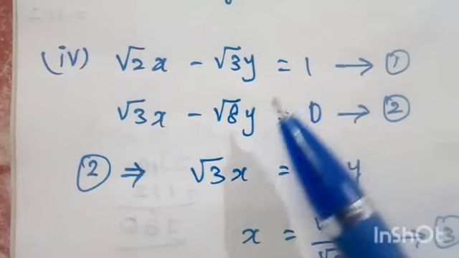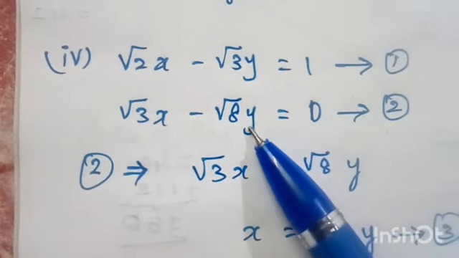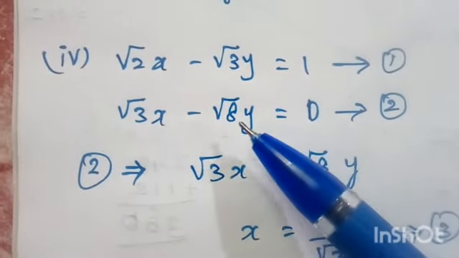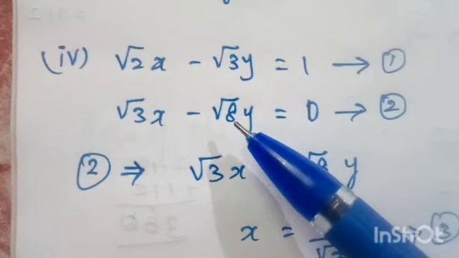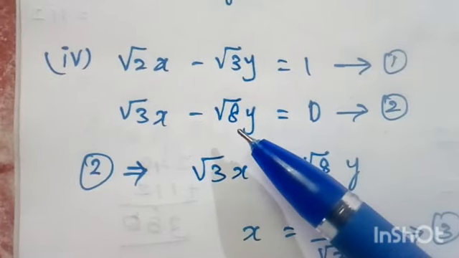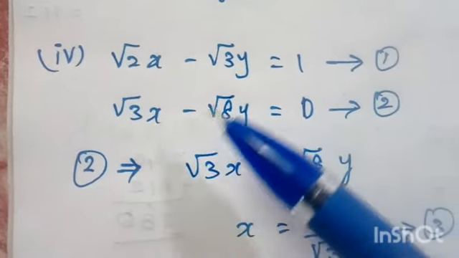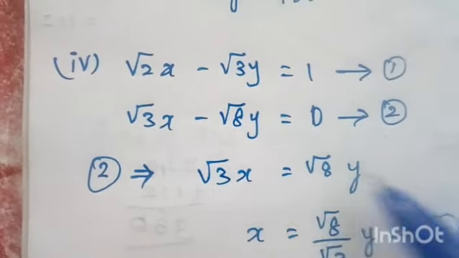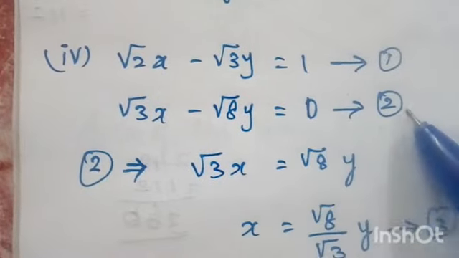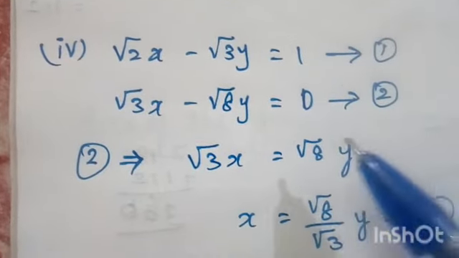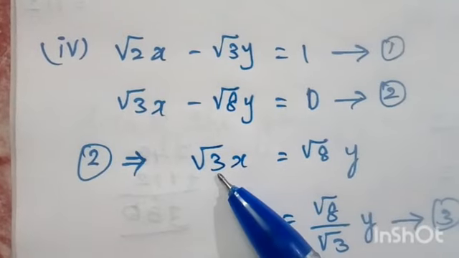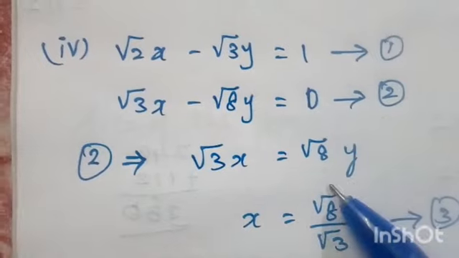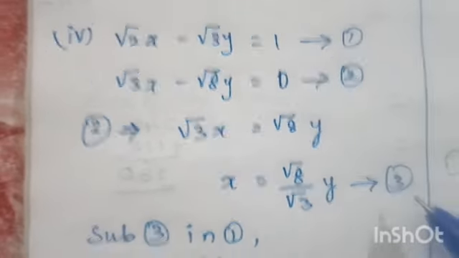Now check both equations. Here the coefficients are root 2, root 3, root 3, root 8. So we do not have a coefficient 1, so you have to consider any one of the equations. I am using equation number 2. Root 3 x is equal to root 8 y, transposing to the right hand side. So x equal to root 8 by root 3 into y, because a multiplication when transposed changes into a division. It is equation number 3.